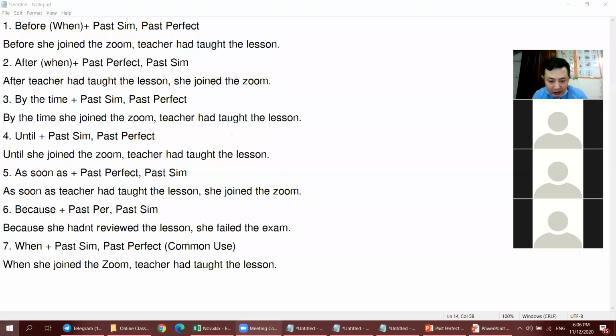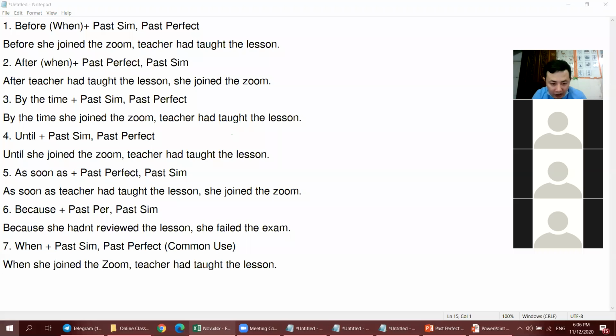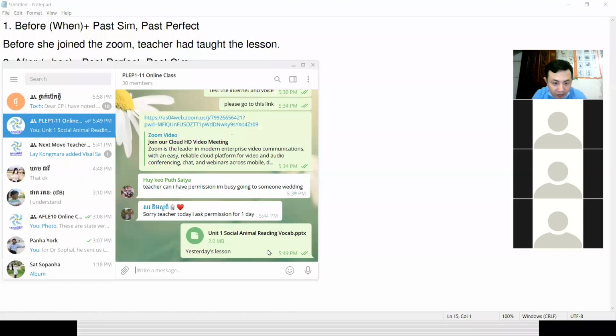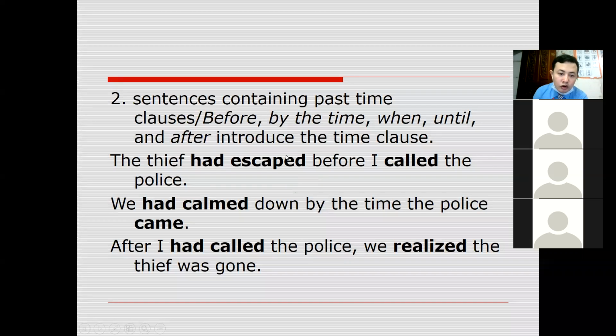Okay, so now let's get back to the slide. I will screenshot this one and then I will send it to the Telegram group for you. You can make notes on it next time. Okay, so here let's continue. Okay, you can see the example. It's just like my example.